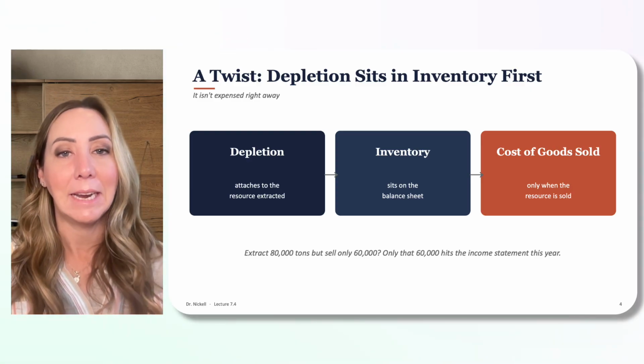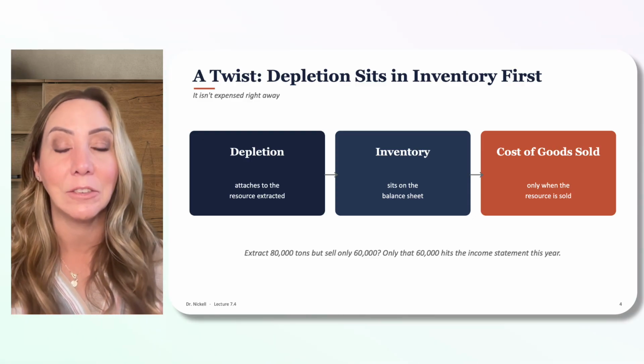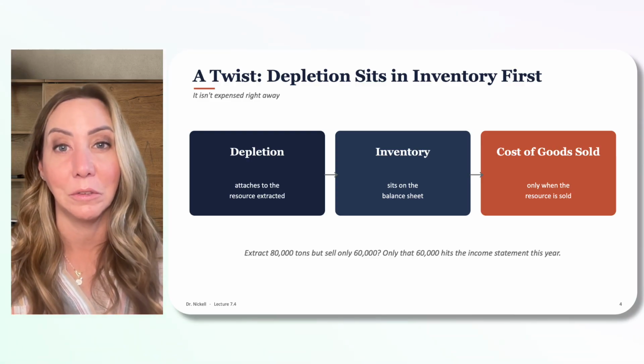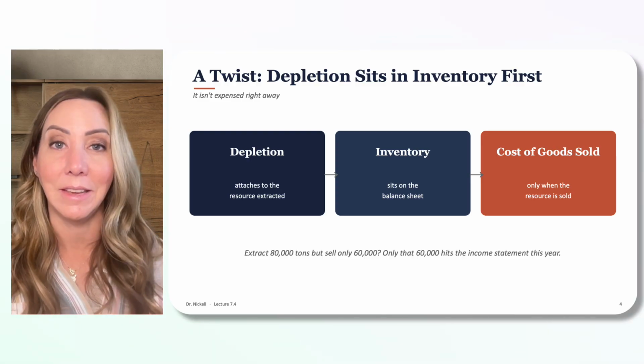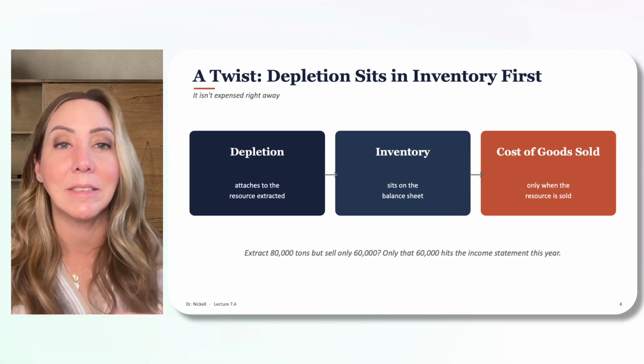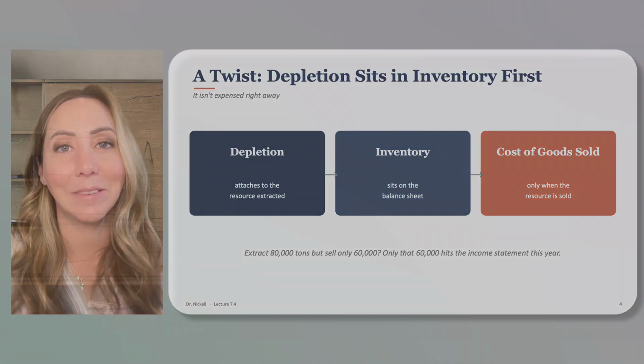If the company extracted 80,000 tons but only sold 60,000, then only the depletion attached to those 60,000 tons hits the income statement this year as cost of goods sold. The rest stays on the balance sheet in the inventory account, another deferred expense. The allocation concept is identical. It just flows through inventory on its way to expense.